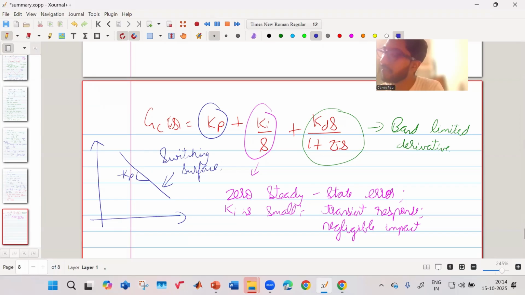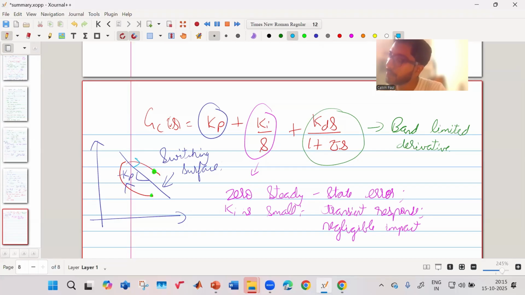If you recall, we have talked about going from one operating point to the next operating point. It turns on, turns off. This is your ideal time optimal control. So I'd like to reiterate, your KP is the one which sets the slope of your switching surface. Your KI is used for bringing zero steady state error. KI is small, so in the transient response it has negligible impact when we consider cases for time optimal control.